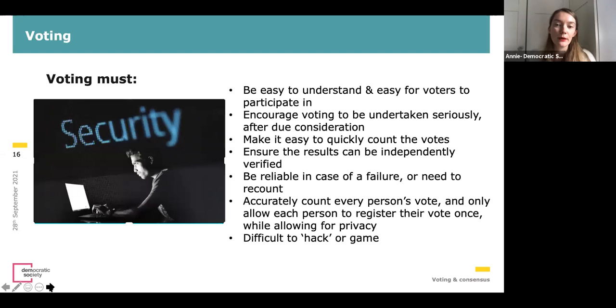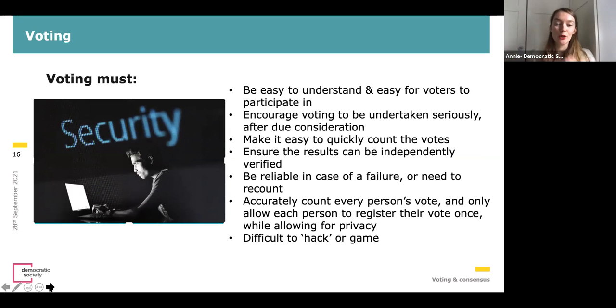You might want to think about how you can make it easy to quickly count the votes and ensure the results can be independently verified. So it's not just you, the local authority, that are counting the votes, but someone else might come in and do it, just to make sure that it's that independent body. There's that transparency and accountability. Can you recount the votes as well? Is there a way that you can do that just in case something goes wrong?